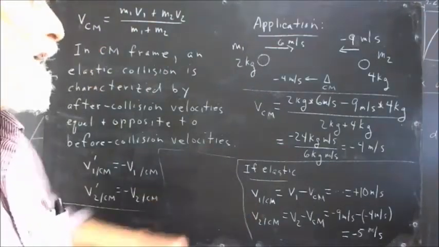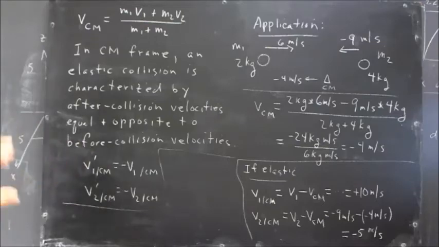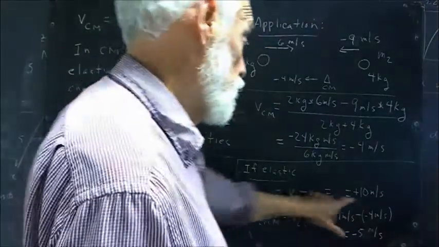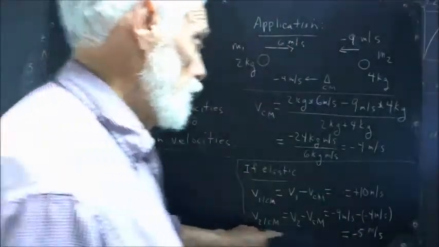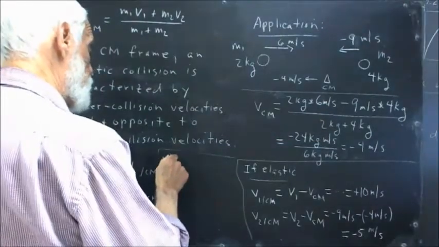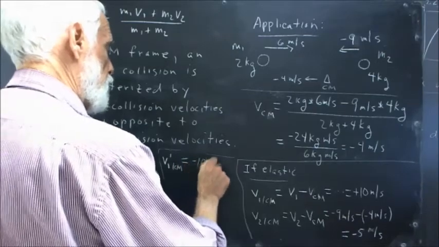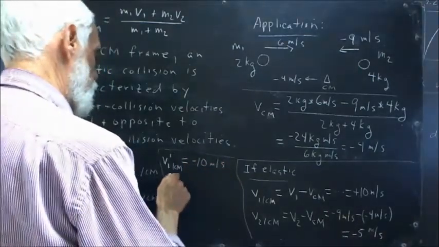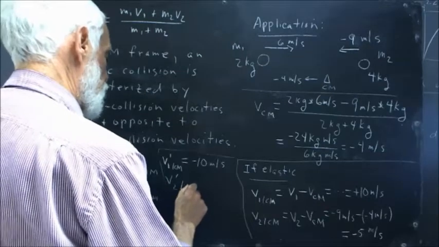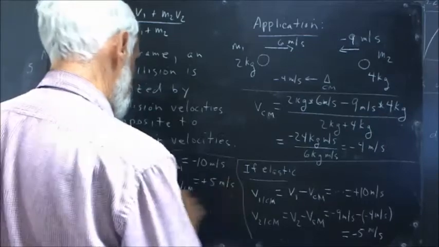What's that tell us? Okay, back to this principle. The velocities in the center of mass system reverse. So velocity 1 after collision is going to be negative 10 meters per second. Velocity 2 is going to be plus 5 meters per second relative to the center of mass. So that V1 prime relative to the center of mass has to be negative 10 meters per second, and V2 prime relative to the center of mass is going to be plus 5 meters per second.